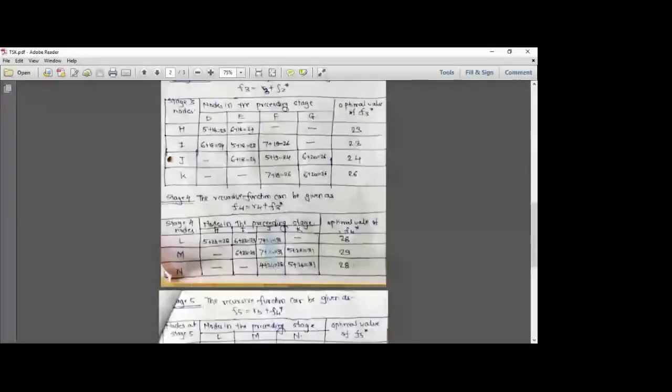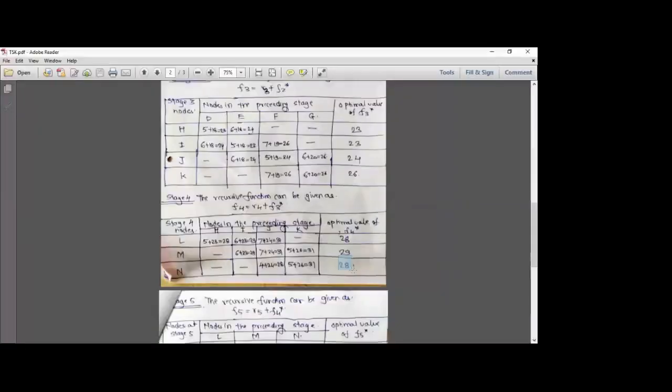Twenty-four. So we have taken 24, 24, and 24 here. And for K, it happens to be 26. So we have taken 26 and 26. Likewise, the values of the nodes that we get for L is 28, 29, and 31. So 28 is on the lower side. For the M node, it is 29, 31, and 31. 29 is on the lower side. For N, it is 28 and 31. 28 also on the lower side.